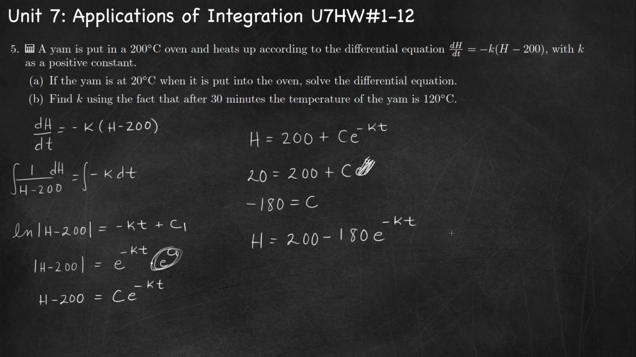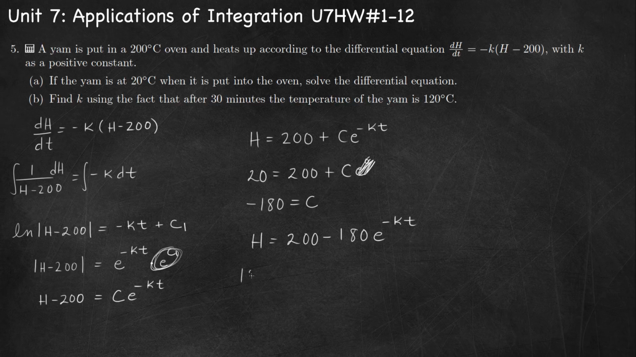Part B used the fact that after 30 minutes the temperature is 120 degrees Celsius to find k. Now we need to make another assumption here. We weren't told specifically what the units were for t. So if we let t be minutes, then we're subbing in 30 for t and 120 for the temperature h. If t is in hours, then 30 minutes would actually be half an hour, so t would be 1/2. But let's go ahead and use minutes for our units on t.